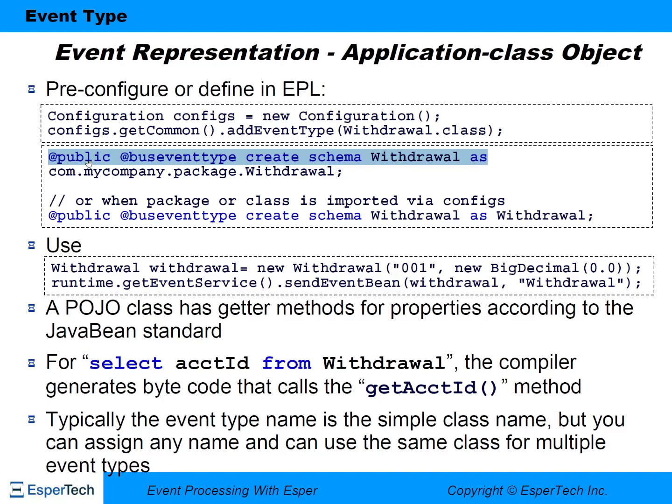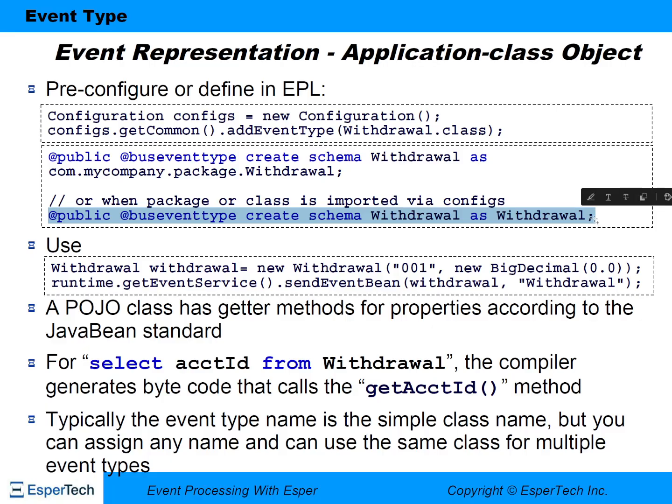This is done by create schema and the class name. For example, add public @bus event type create schema withdrawal as com.mycompany.package.withdrawal. It is not necessary to provide the package name of the class, provided that the configuration object lists the packages and imports. So it is also sufficient to say add public @bus event type create schema withdrawal as withdrawal.